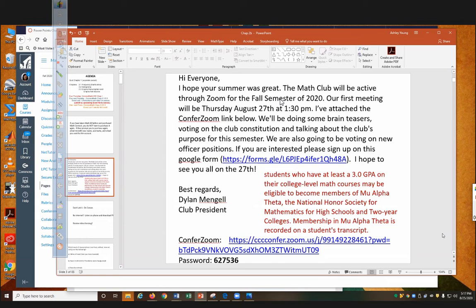Also, you'll notice that they talked about the Honor Society. So if you have a 3.0 in college level math classes, so that would be statistics, trig, college algebra, or calculus, and you have a 3.0 average or higher on those classes here, then you can join the Honor Society. I think it's only like $10 or something to join it. And it will show up on your transcript, which is kind of cool, to have the Math Honor Society on there. Okay.